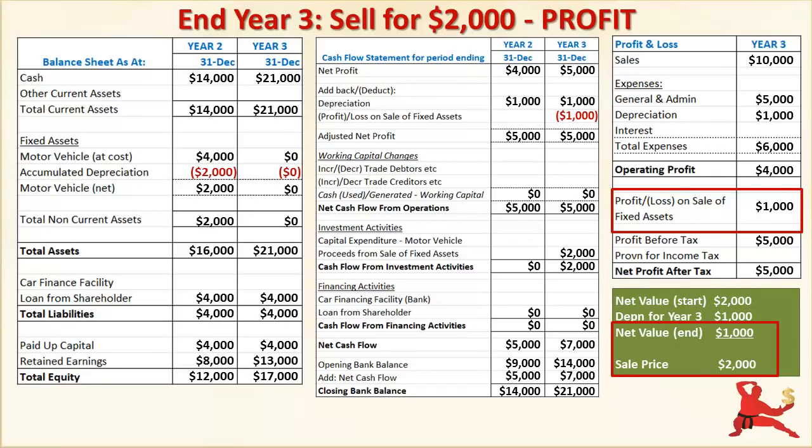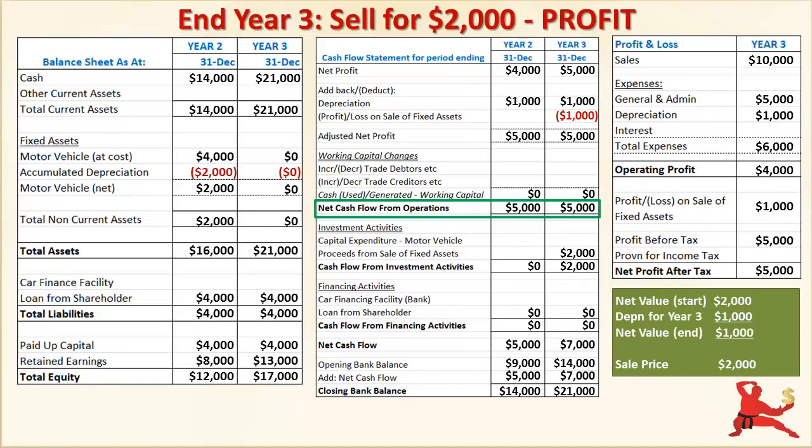That's $1,000 more than the net book value of the car at the end of year 3. But from the cash flow point of view, there's no difference in the cash flow from operations once you make the adjustments for depreciation and profit on sale of fixed assets. See how we've eliminated the profit on sale of the car by deducting it from the net profit figure? Your overall cash flow is higher because you received $2,000 cash from the sale.